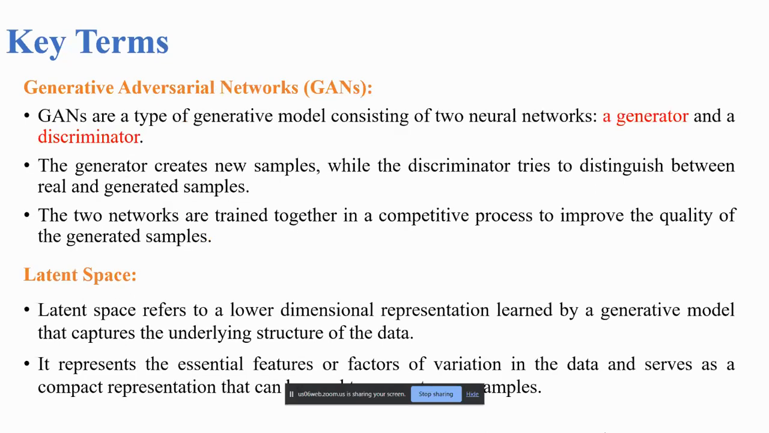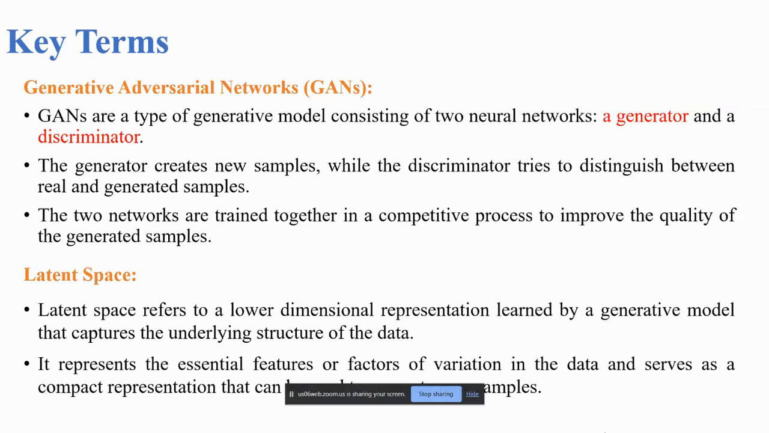And next is the generative adversarial network. This generative adversarial network is a kind of algorithm which works with the help of this generative AI concept. It is a kind of neural network, right? This model has two neural networks: one is the generator and the other is the discriminator. The generator will create some new samples, while the discriminator will distinguish whether it is a real sample or a generated sample.